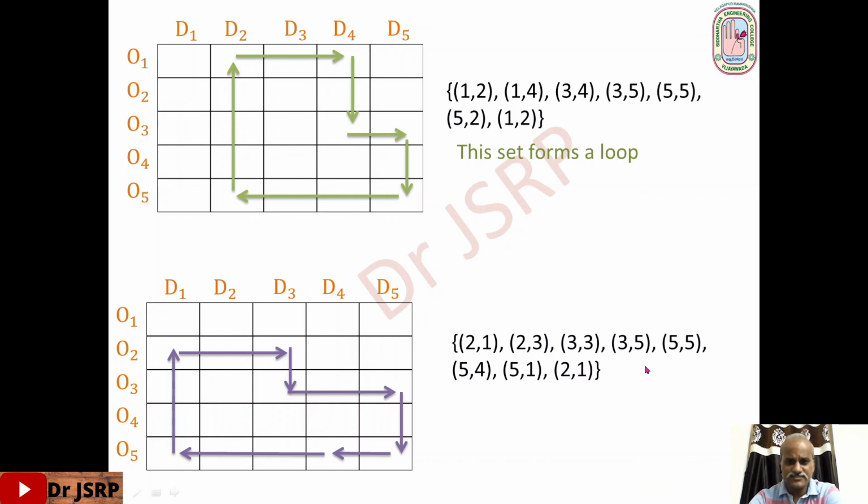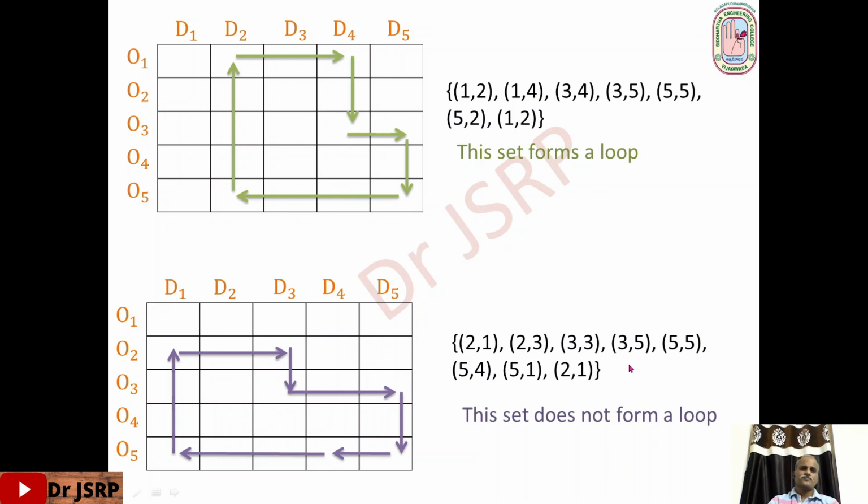Okay, so observe this. If you take any two adjacent cells, they lie in the same row or in the same column. Suppose you take these three adjacent cells: the 5, 5 cell, the 5, 4 cell, and the 5, 1 cell. These three adjacent cells lie in the same row, that is the fifth row. So the second condition fails. So this set does not form a loop.